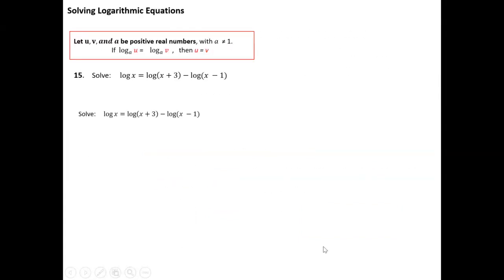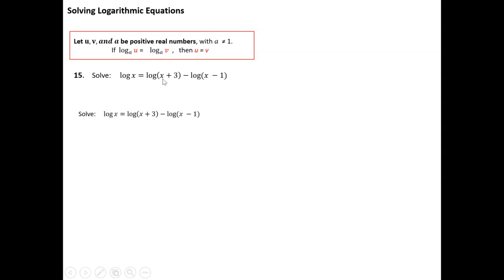Now let's do number 15. Here's another property. It says let U, V, and A be positive real numbers where A cannot equal 1. Now here's the condition: if log base A of U equals log base A of V, then U must equal V. Okay, now this is number 15.